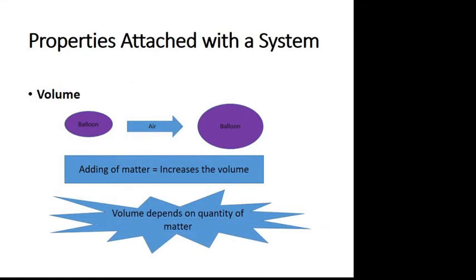Then properties attached with a system. Okay, you have seen volume in the diagram. You can see a balloon. If you blow it further, what happened? The balloon becomes bigger. We are adding air to it, and due to the addition of matter, there will be an increase in the volume. That means volume depends on the quantity of the matter present.